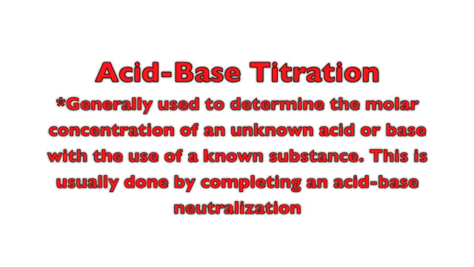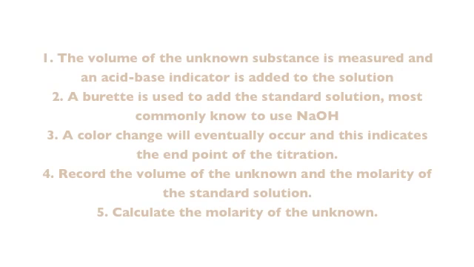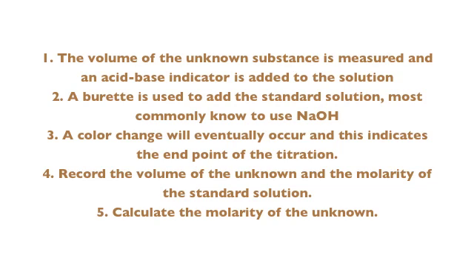An acid-base titration is used to determine the molar concentration of an unknown acid or base by completing an acid-base neutralization. In order to conduct a titration, the volume of the unknown substance is measured, and an acid-base indicator is added. Then, a burette is used to add the standardized solution. After, a color change will eventually occur, and this indicates the endpoint of the titration. Finally, you record the volume and the molarity of the standard solution, and at the end, you calculate the molarity of the unknown.